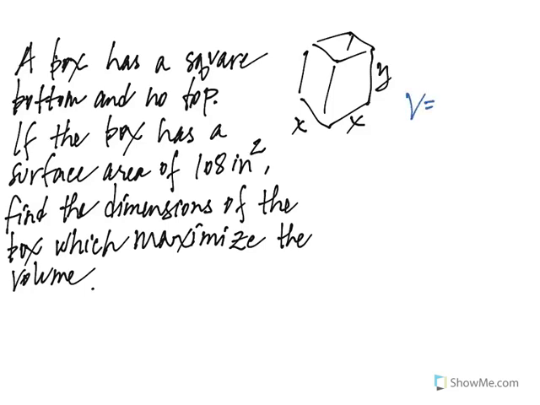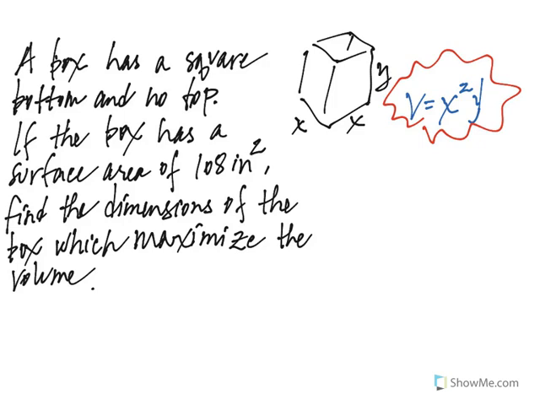So it looks like my volume is equal to length times width times height, or the area of the base times how tall it is. The area of the base is x squared, and it is y tall. So x squared times y is my volume. And by the way, this is what I want to maximize. Just like in the previous problem, though, this has too many variables. I've got a v, an x, and a y. So now I need a second equation that's going to allow me to get rid of one of these.